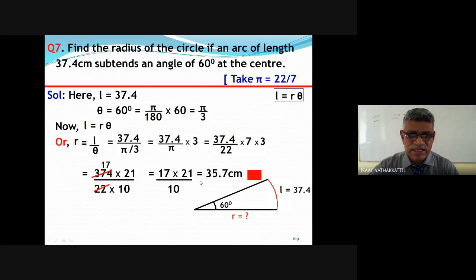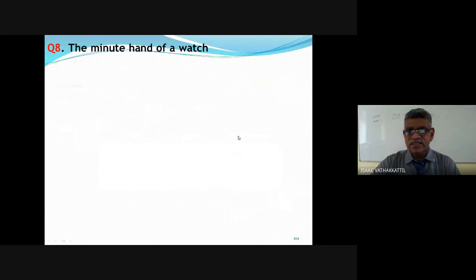R equal to L by theta. Only thing to take care is that the formula is L equal to R theta. Theta should be in radians. If it is given in degrees, convert into radians by multiplying by pi by 180. And you are suggested to take pi here as 22/7. Is it clear? Sir. Yes, please ask.